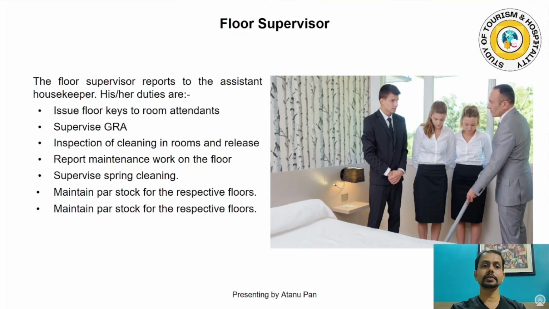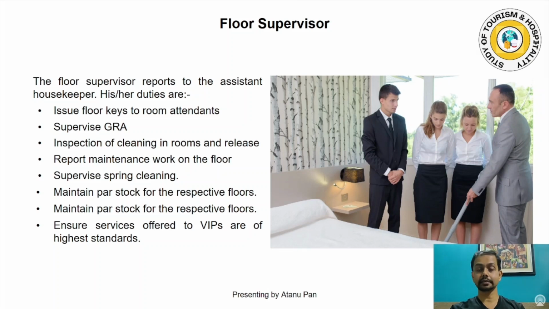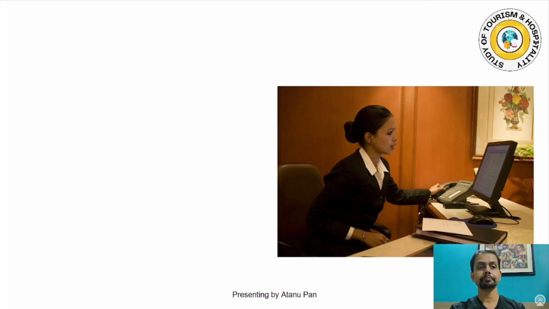Maintain part stock of the respective floors, the same thing. Then ensure service offered to the VIPs is of high standard. Okay, this is also important. The floor supervisor must ensure that the service which is provided to the VIPs is up to the standard.